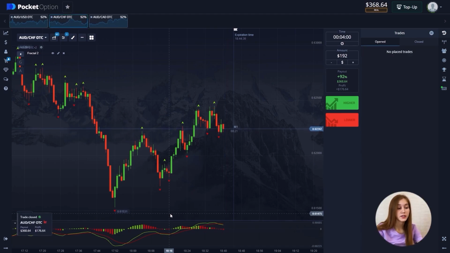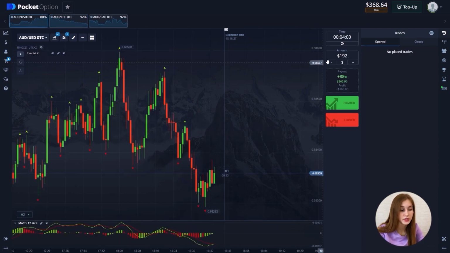Yeah, our second trade is in plus. The profit is $176, and we move on to the last concept pair. This concept pair suits us. We will reduce the time frame to 1 minute. We will open a deal for the entire balance for an increase.